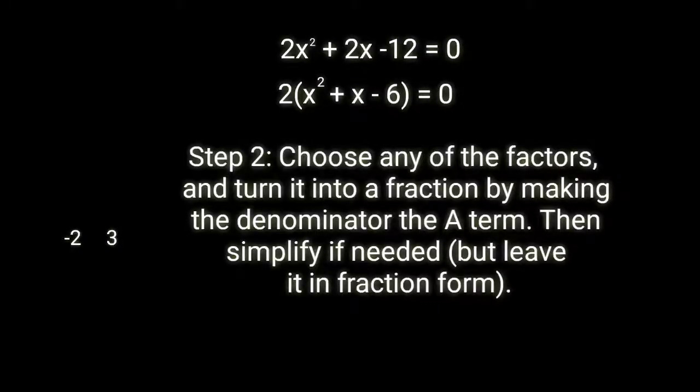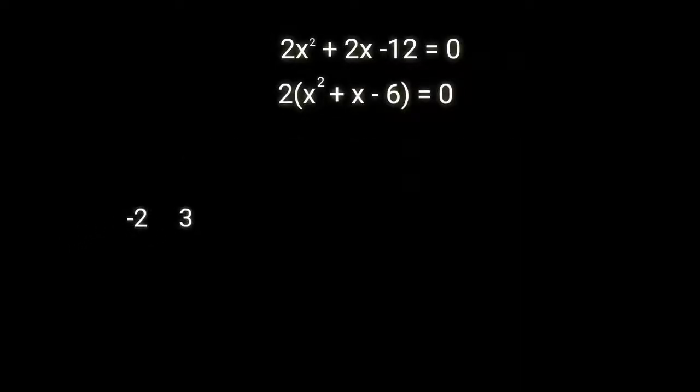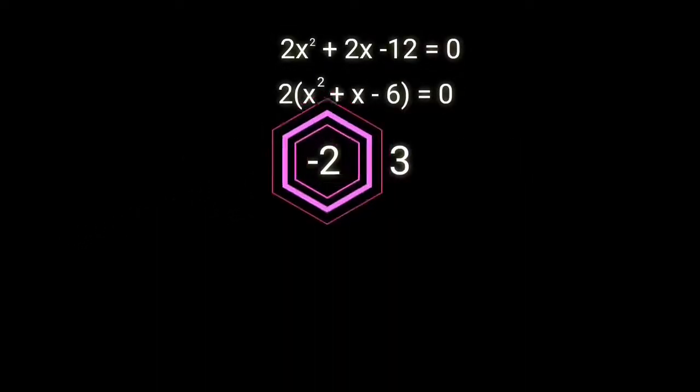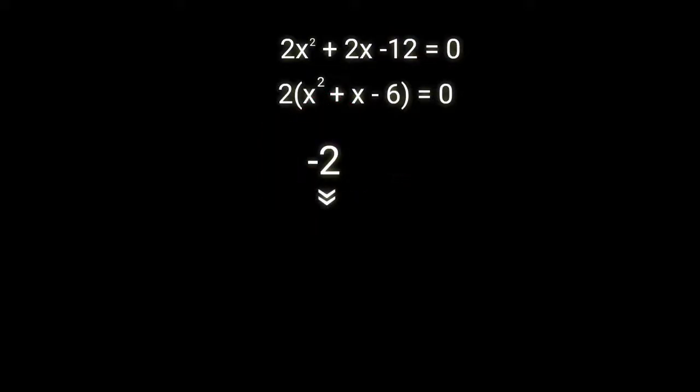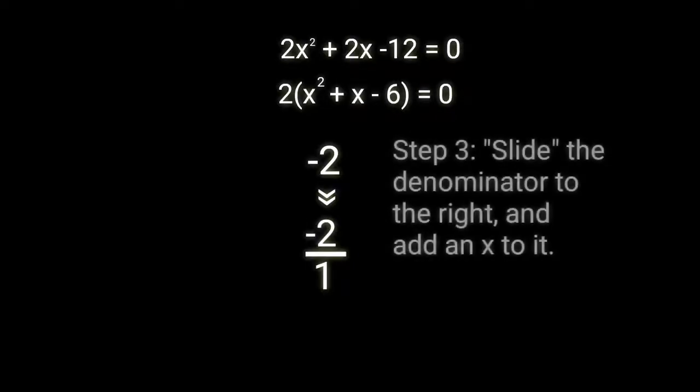Then choose any of the factors and turn it into a fraction by making the denominator the A term. Then simplify if needed, but make sure to still leave it in fraction form. I'll be using the term -2 for this step. So -2 turns into -2 over 1. So we want to keep it like that.